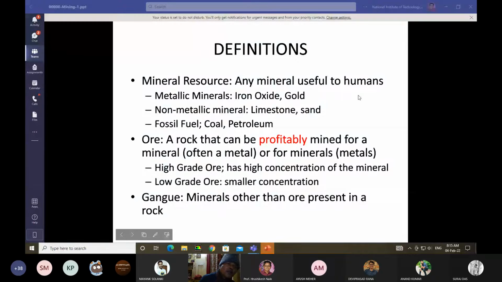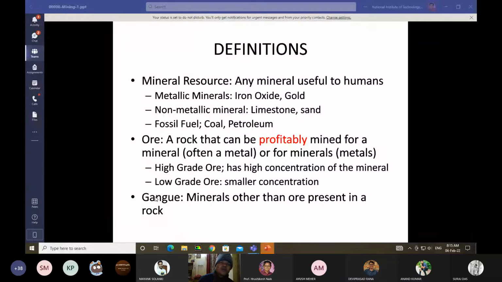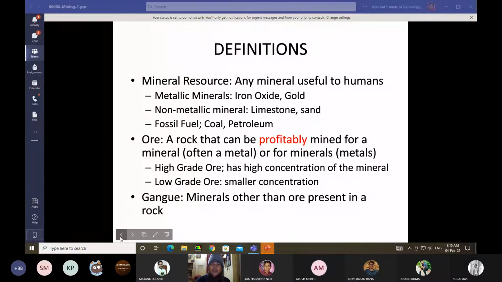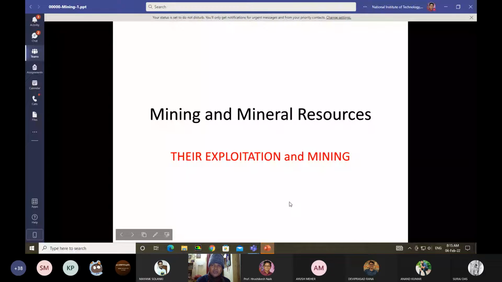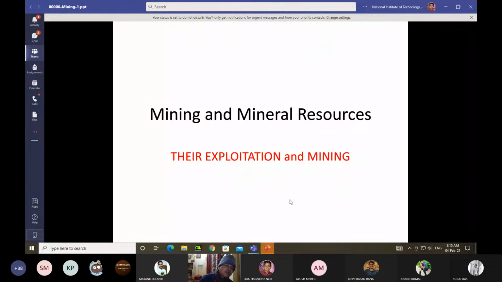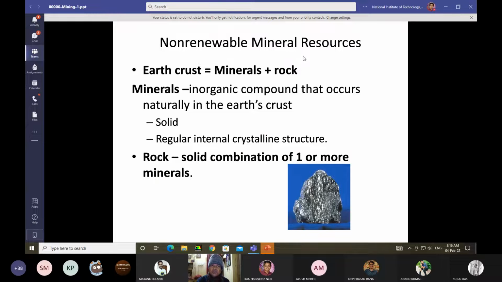Okay. So we are just discussing mining and mineral resources, their exploitation and mining. The non-renewable mineral resources exist in the earth crust. In the earth crust, you have the minerals and you have the rocks. The minerals are deep-seated and covered by the rocks.